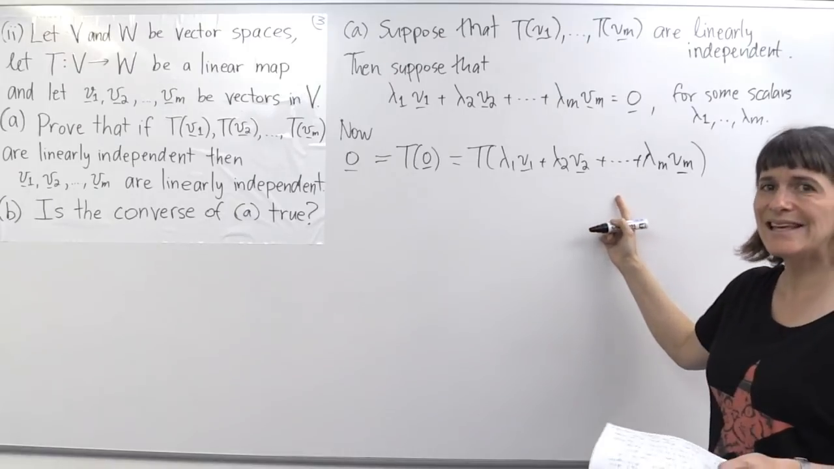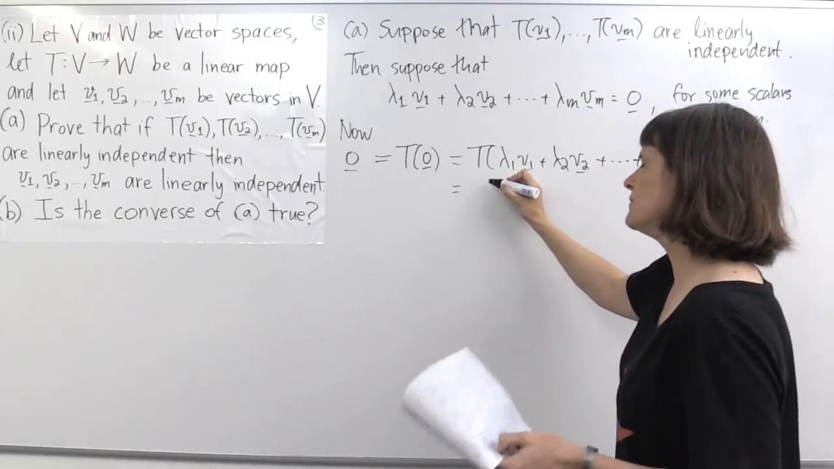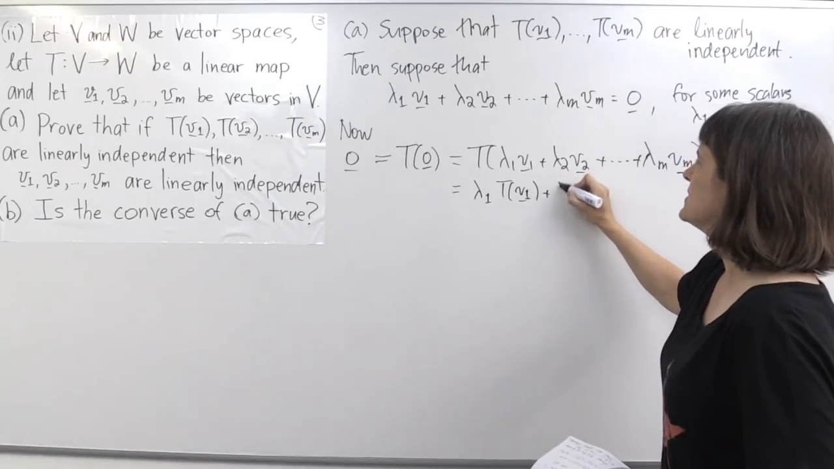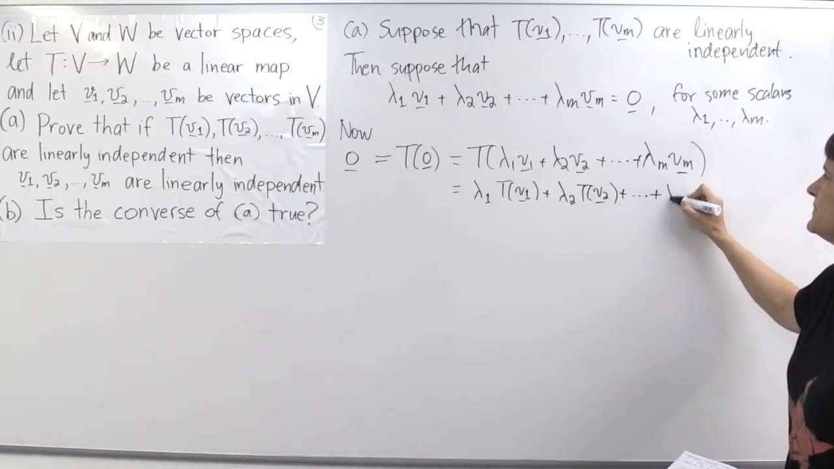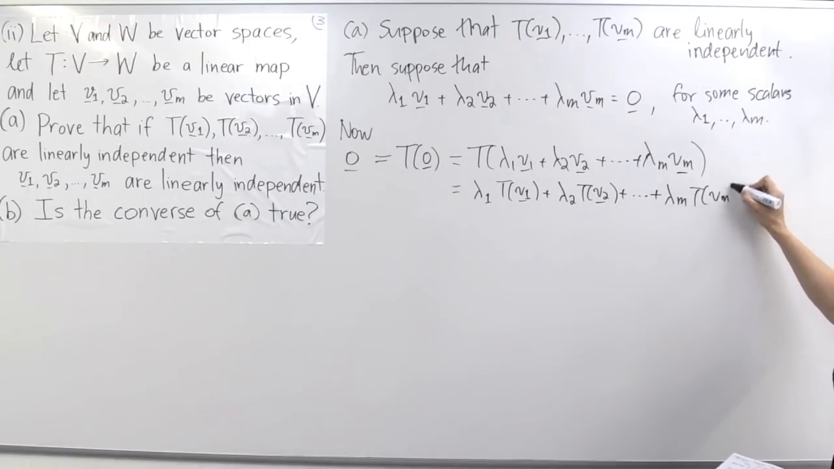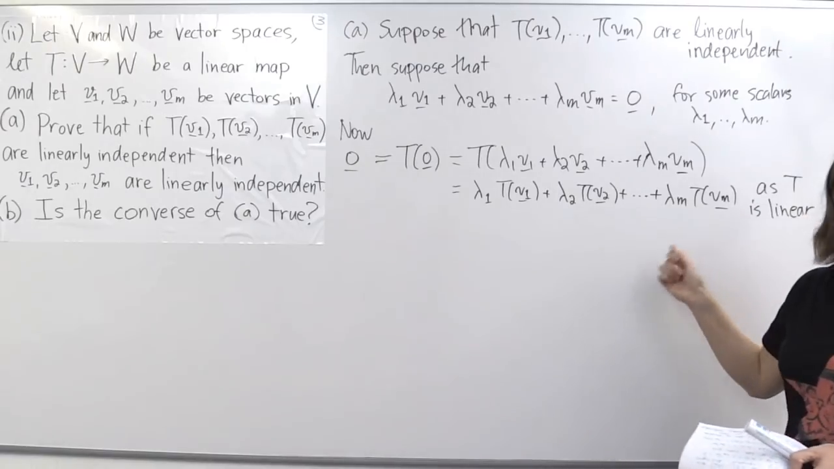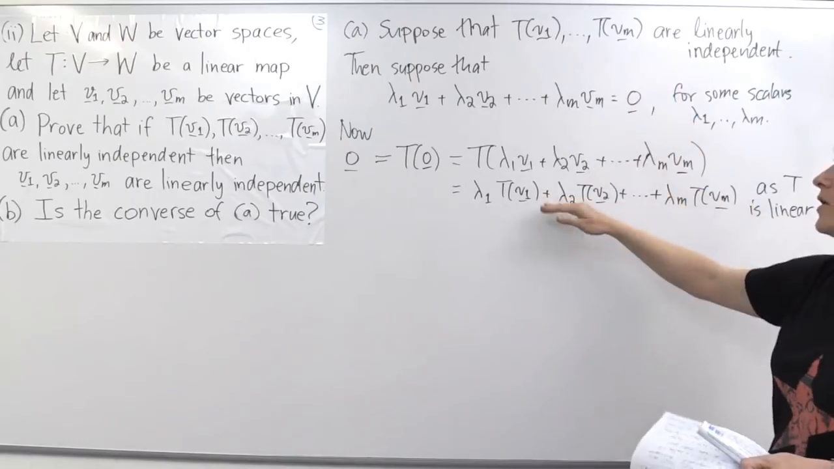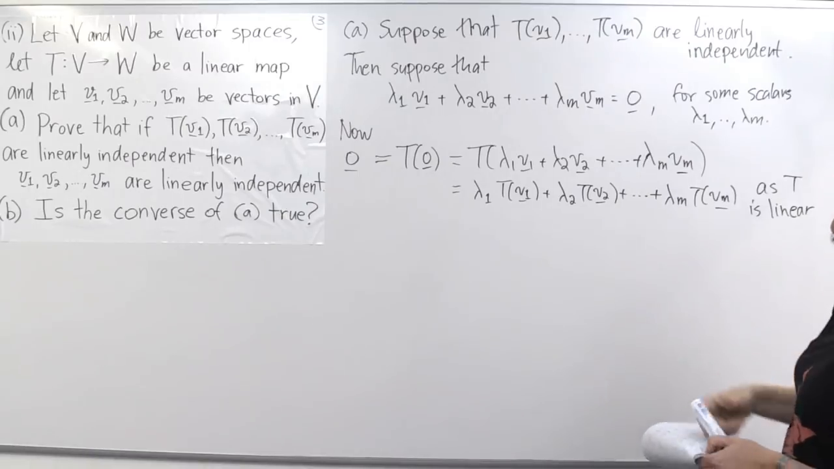And of course the point is that T is linear. So we know what it does to a linear combination of vectors. It gives a linear combination of T of those vectors. So this is lambda 1 T of V1 plus lambda 2 T of V2, and you can start to see why this is helpful. So this is as T is linear. And then you see, what have we got? We've got a linear combination of m vectors that we know are linearly independent. So the only solution is that all of these scalars must be 0.